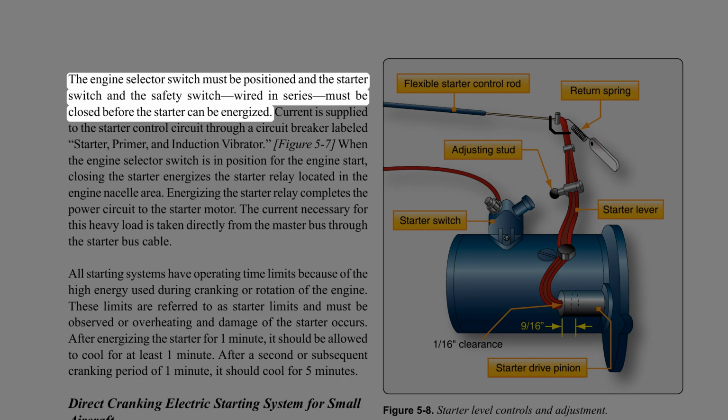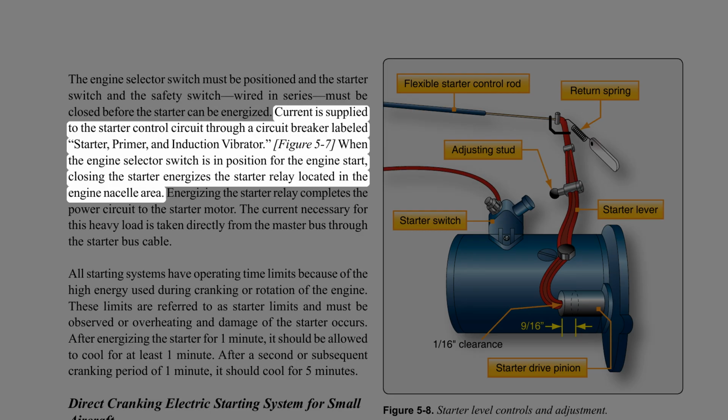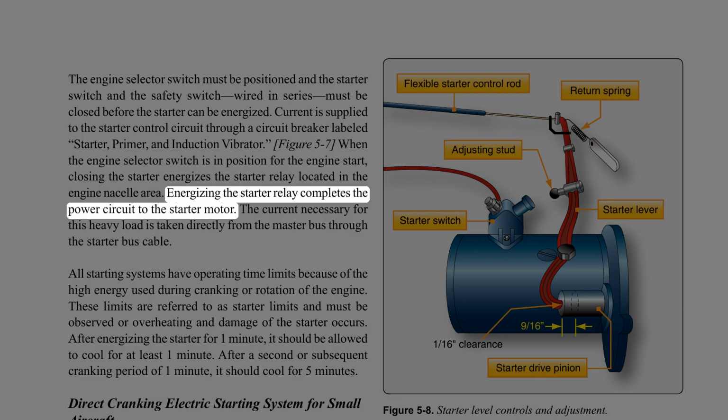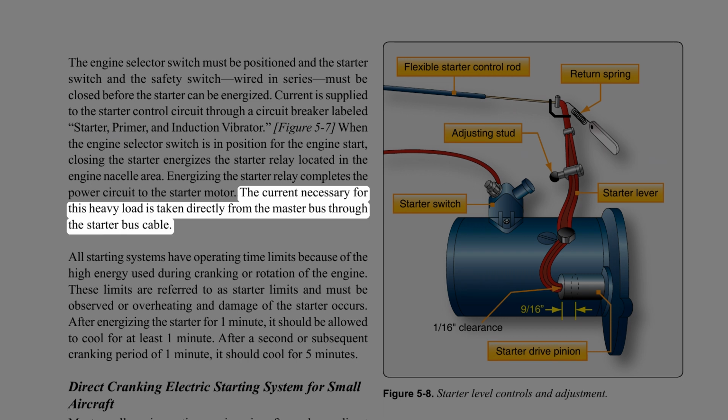The engine selector switch must be positioned to the starter switch, and the safety switch, wired in series, must be closed before the starter can be energized. Current is supplied to the starter control circuit through a circuit breaker labeled starter, primer, and induction vibrator. When the engine selector switch is in position for the engine start, closing the starter switch energizes the starter relay located in the engine nacelle area. Energizing the starter relay completes the power circuit to the starter motor. The current necessary for this heavy load is taken directly from the master bus through the starter bus cable.